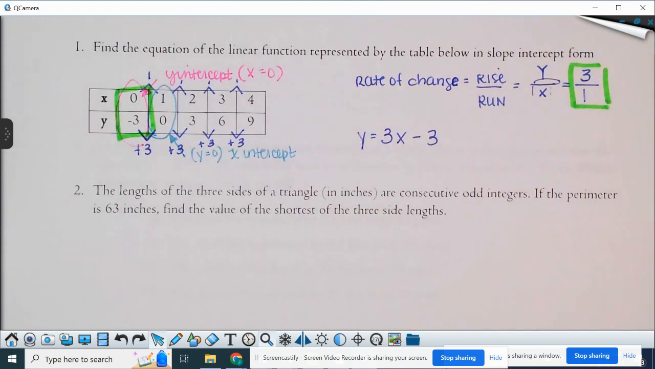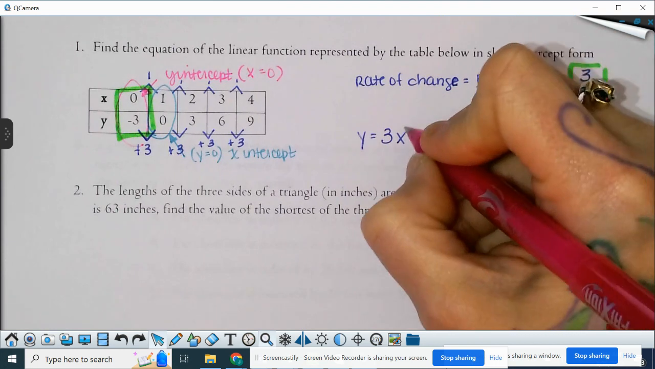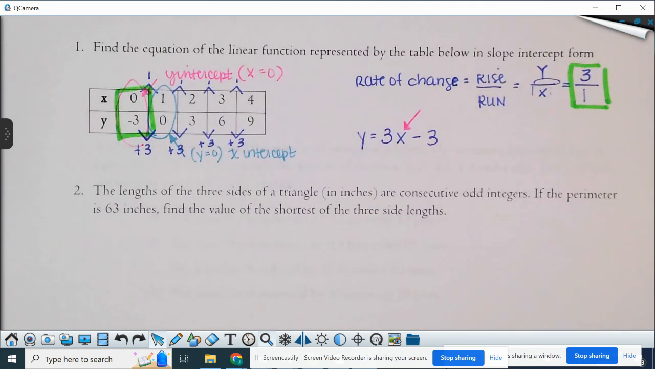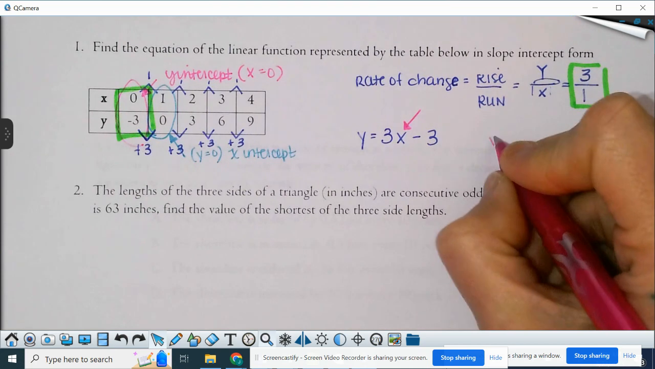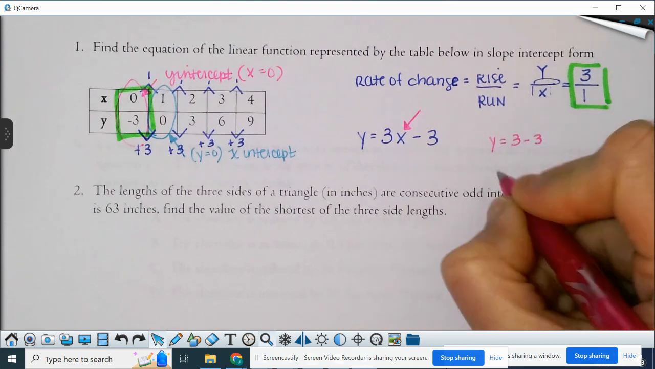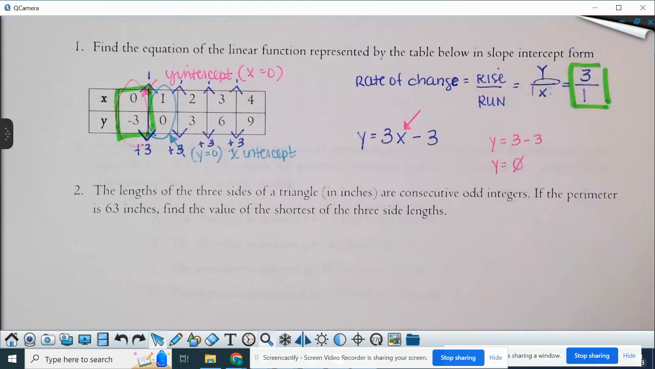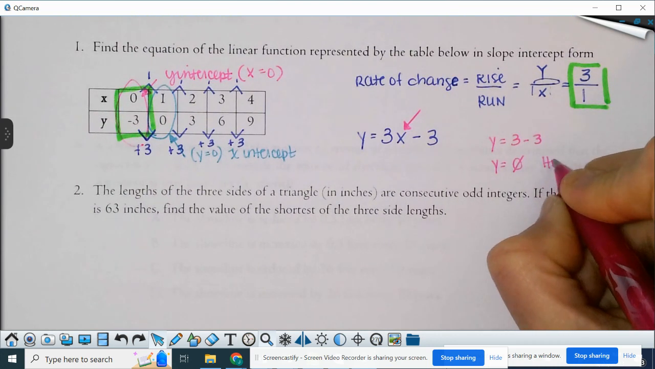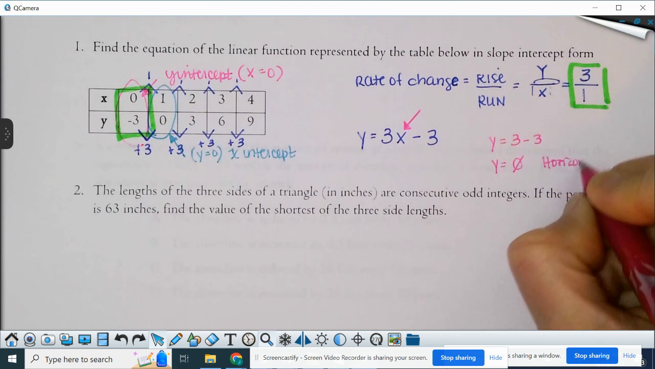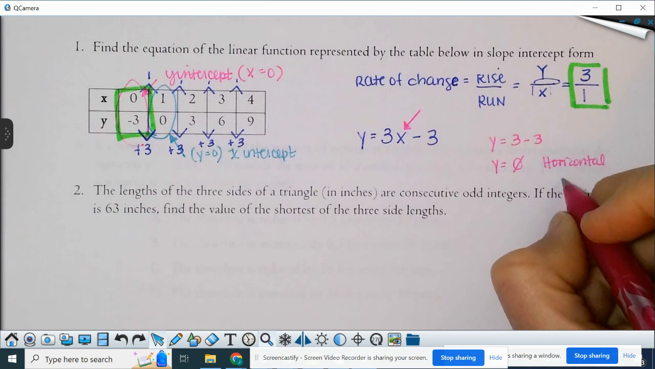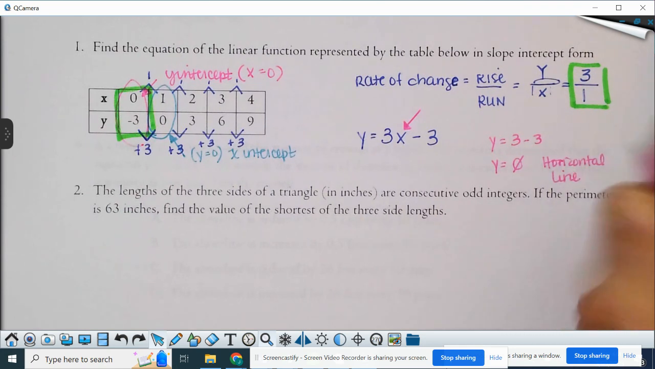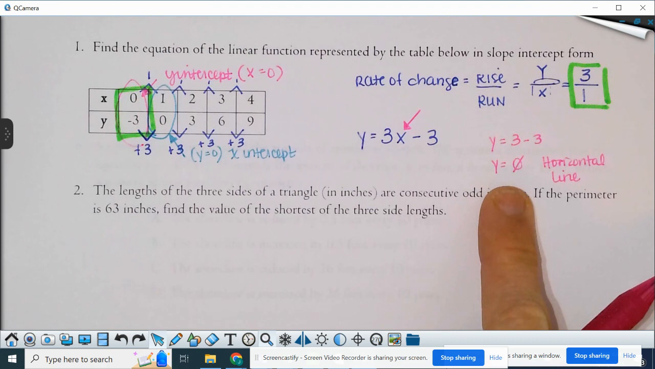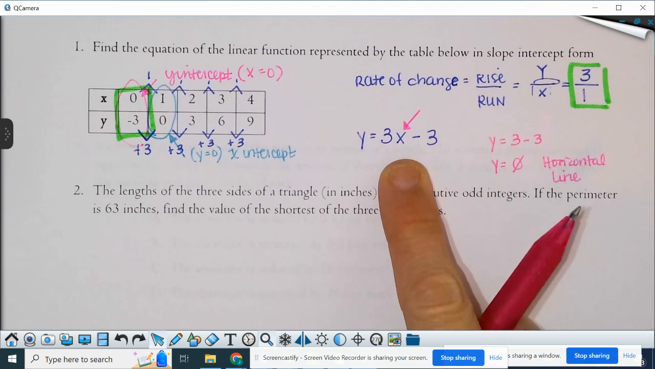Another very important call out I've noticed on our Edpuzzles: if you leave off the x, it is not linear. Because y equals 3 minus 3 is y equals 0. That is a horizontal line passing through 0. That is not the same thing at all, or even close, to y equals 3x minus 3.